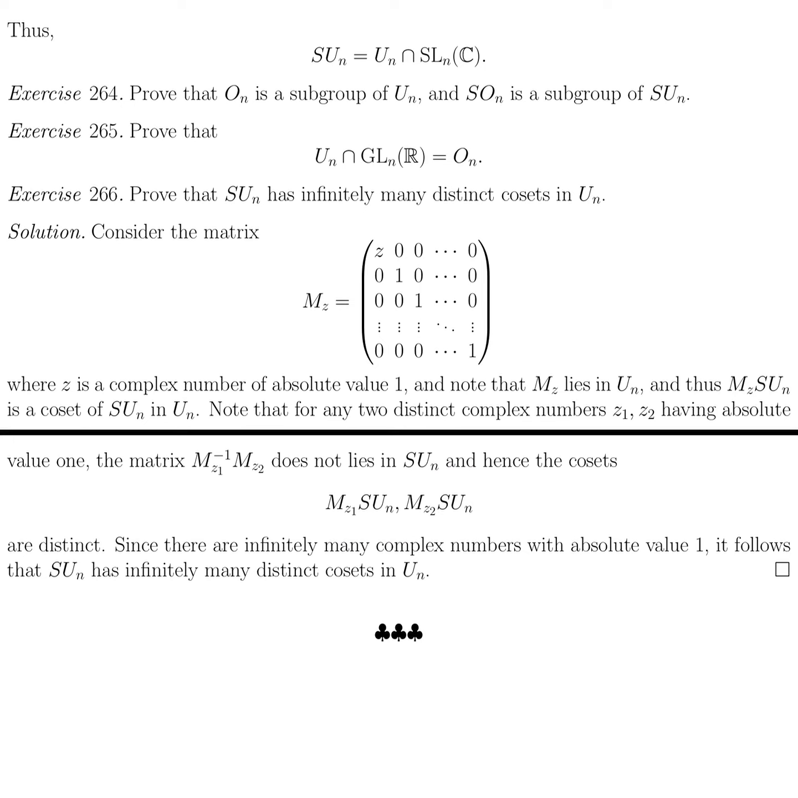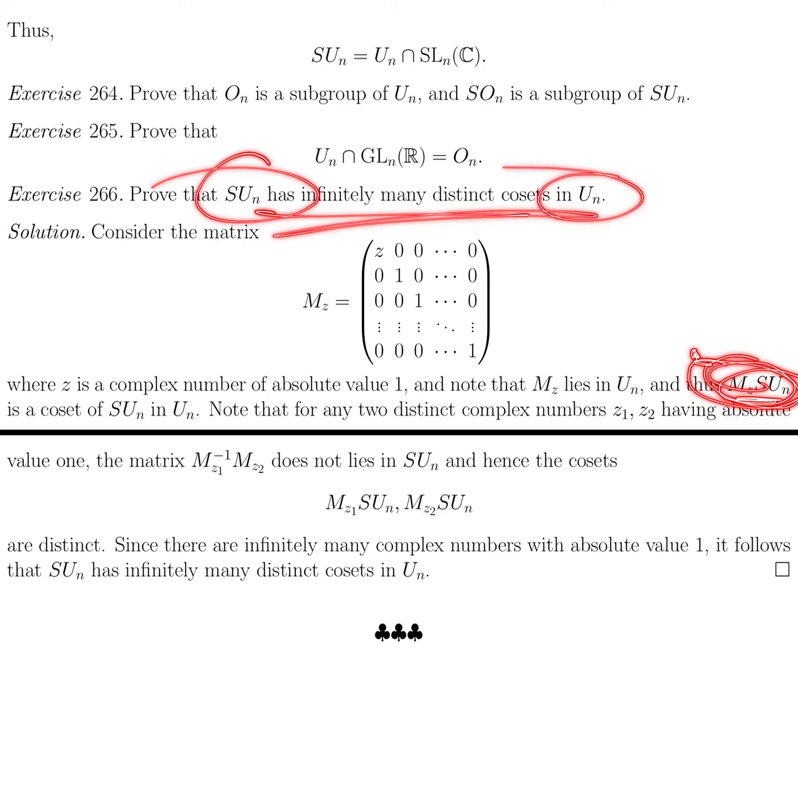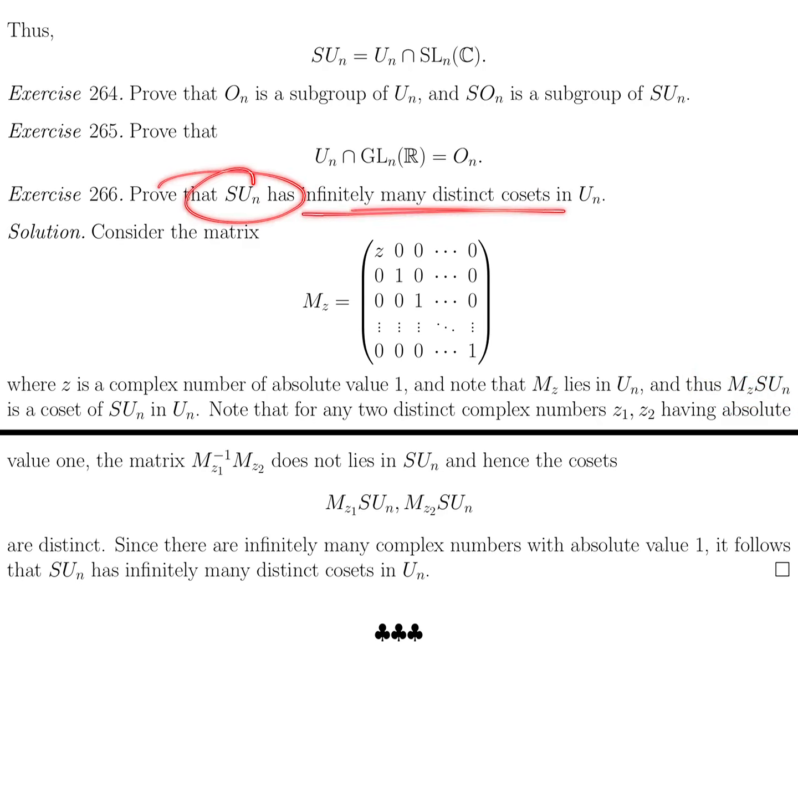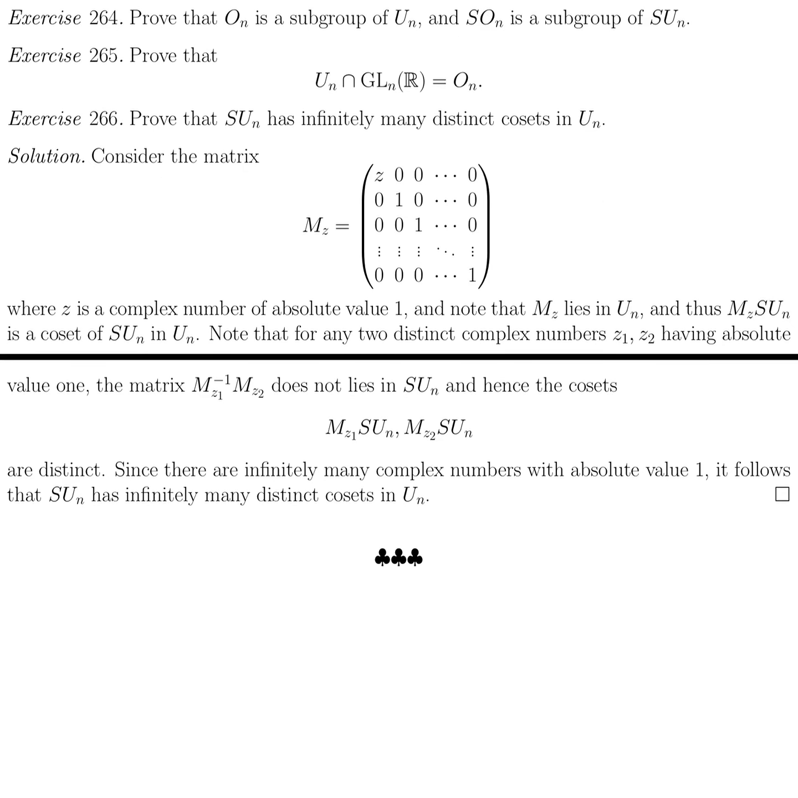So for any two distinct complex numbers z1, z2 of absolute value 1, their corresponding cosets are distinct. So all these cosets M z SU n, as z varies over the set of complex numbers of absolute value 1, provide you distinct cosets of SU n inside U n, and that shows that SU n has infinitely many distinct cosets inside U n. Okay, so we conclude here.